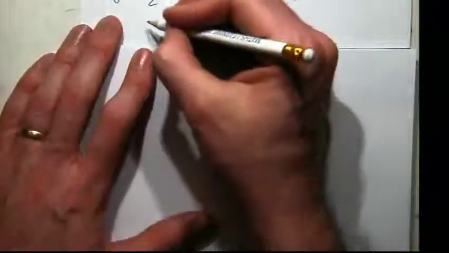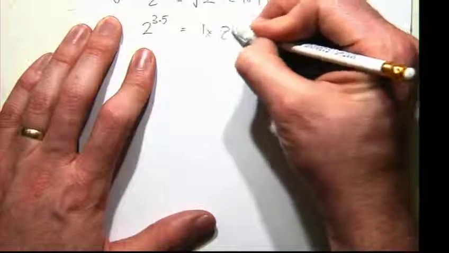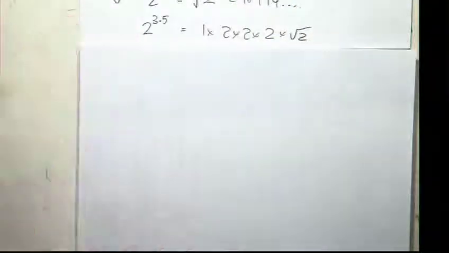So that means that if I had 2 to the power of 3.5, that'd be 1, and I'd have my 3 2s, and then a half of a 2, which is a root 2. And so that'll come out to whatever we end up with. That's like 8 root 2, which is something in my calculator.